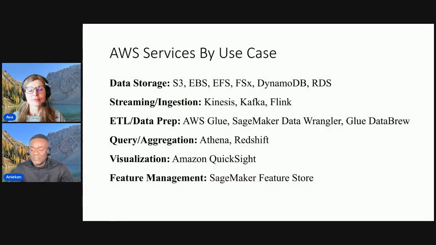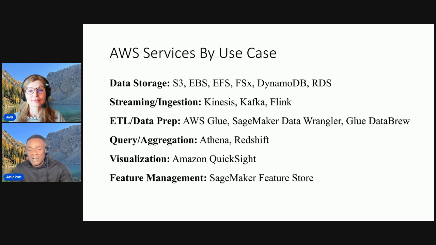All right, let me show this on the screen. Let's quickly review the AWS tools by use case. For data storage, as we just talked about, we have Simple Storage Service (S3), EBS, Elastic File System, and FSx. There's DynamoDB and RDS. We also have options for streaming and ingestion of the data, right?